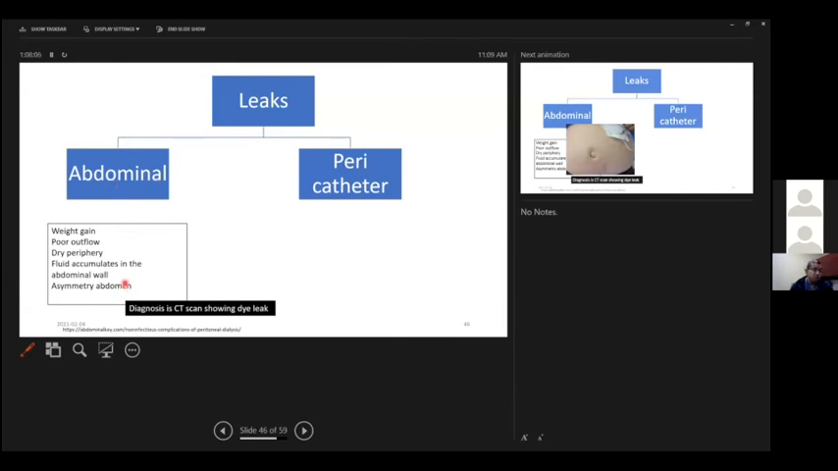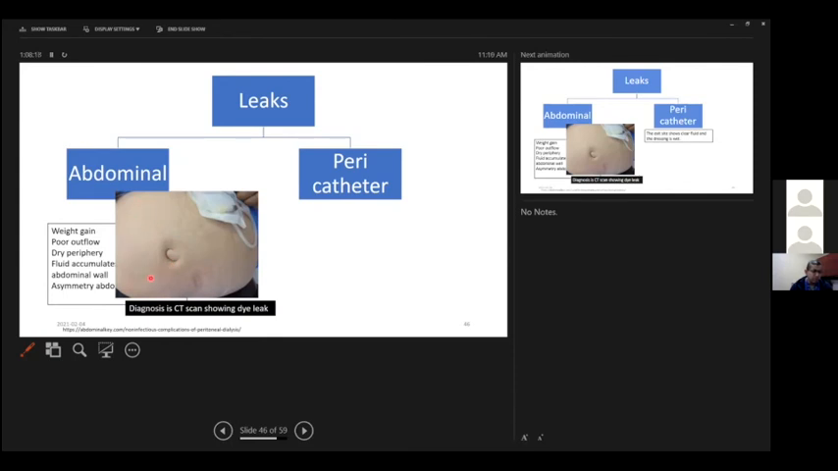And that's not supposed to happen. You can also see that there's an asymmetry of the abdomen. What does that mean? Look here. You see this PD catheter going in, and see the swelling here. There's asymmetry here as compared to this side. You can see slight wrinkles here, but here you can't see anything. The other thing you may see is an imprint of the catheter, okay? If you get the imprint of the catheter, my mentor, Dr. Bargman, always says that this is a sign that this patient probably has a leak there, okay?